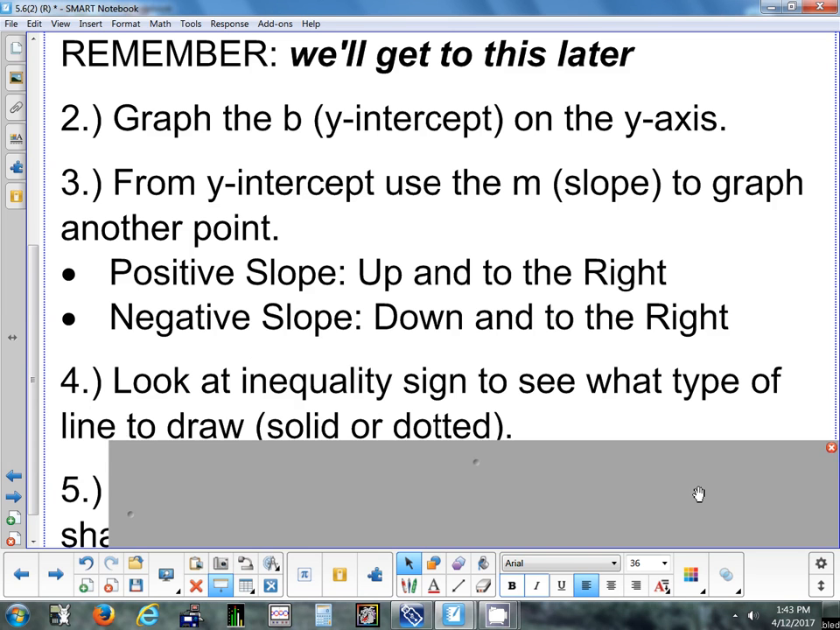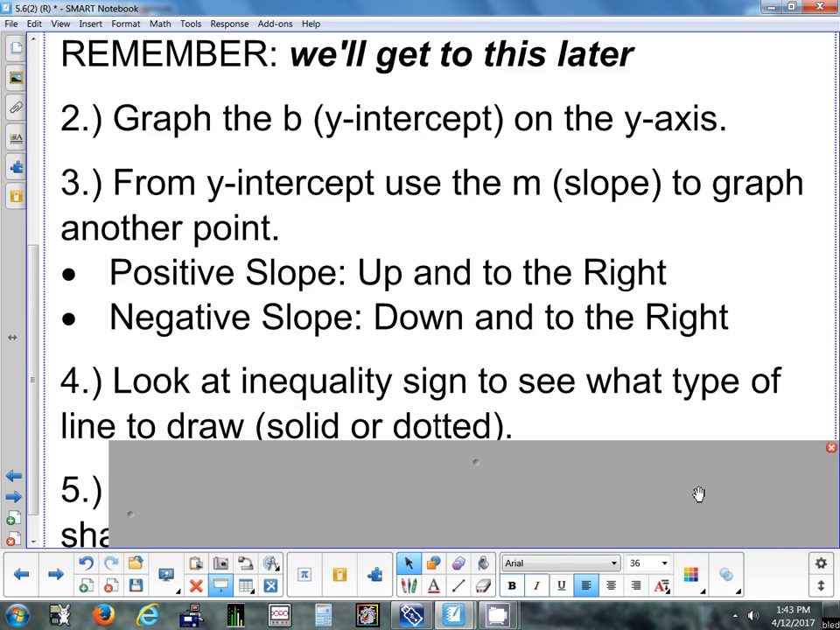How do we know which one's going to be which? What's one way we could figure that out? What can we do? Figure out if it's solid or dotted. What do you think, Bay? How can we figure it out? Think back to yesterday. Oh, I'm sorry, Bay, you weren't here yesterday.